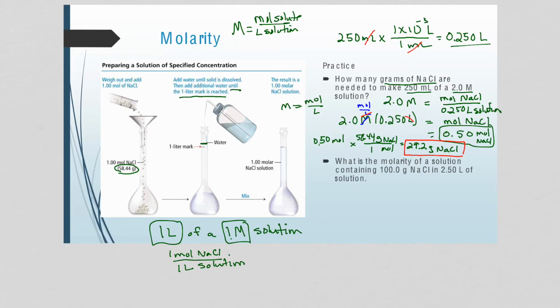And then, of course, I would weigh this out, and I would add enough water so that I had 250 milliliters of solution. Okay, let's try one more, a little bit different. In this problem, it says, what is the molarity of a solution containing 100 grams of sodium chloride in 2.5 liters of solution? So here our target is the molarity.